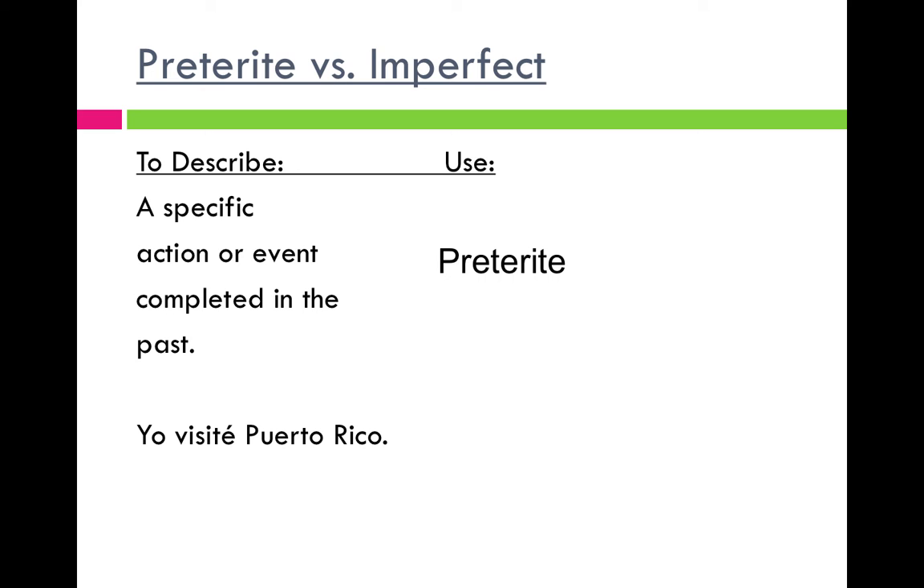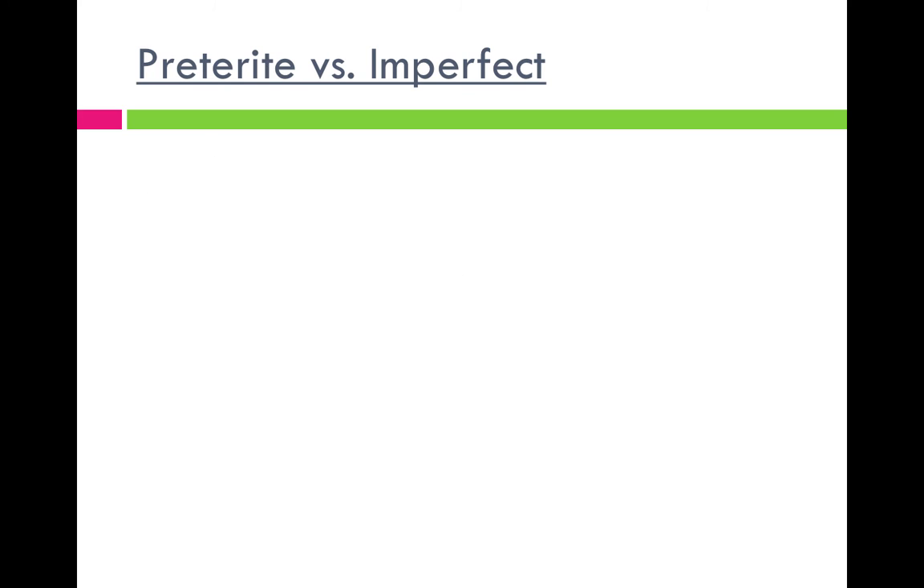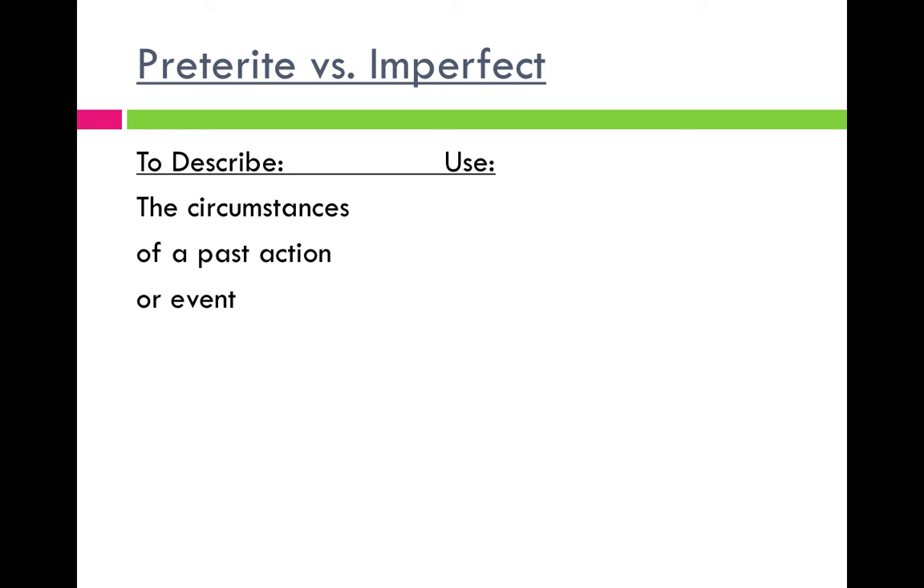So, to describe or use for the preterite, it's going to be a specific time, an action, or an event completed in the past. Yo visité Puerto Rico. I visited Puerto Rico. To describe the imperfect, there are going to be circumstances of a past action or event. Cuando tenía 16 años, when I was 16 years old.